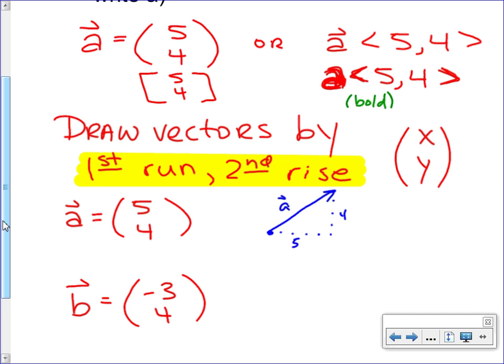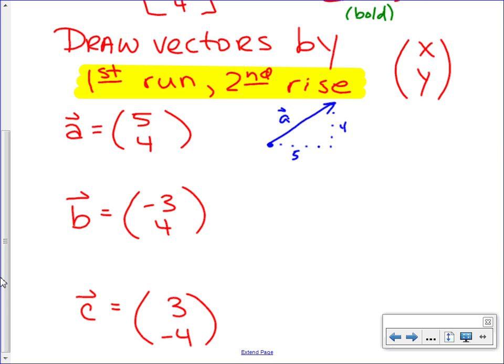Vector B. Ew. -3. What? Yeah, same thing. Here we go. Find a starting point. I'll make that darker than the other dots, right? It says -3, so -3 to the right or left? Left, yeah. So 1, 2, 3, and then up or down 4? Up. 1, 2, 3, 4. Ends here. There you go. So that's -3. That's 4. This is a picture of vector B.